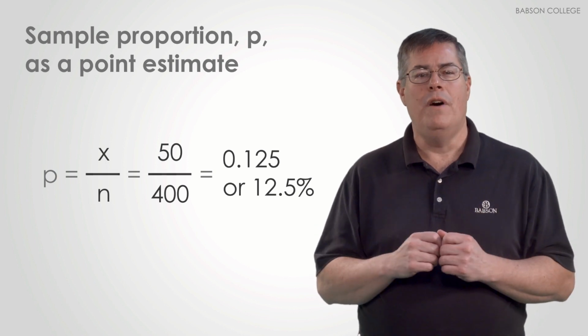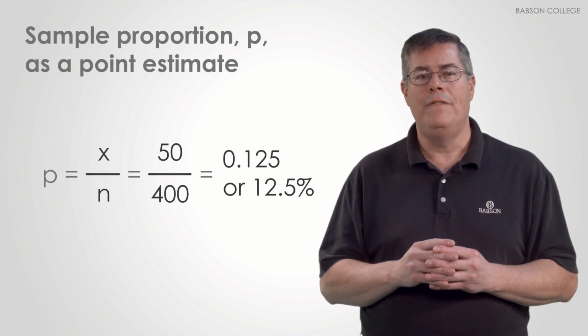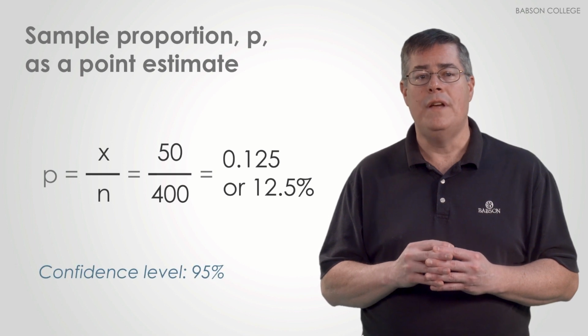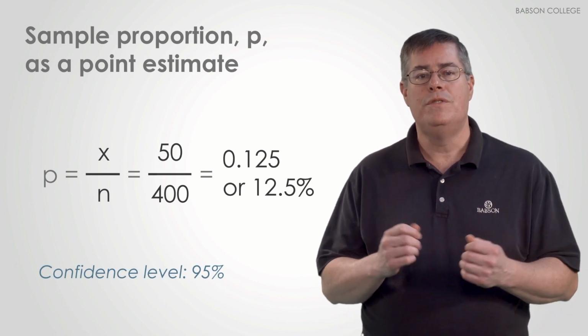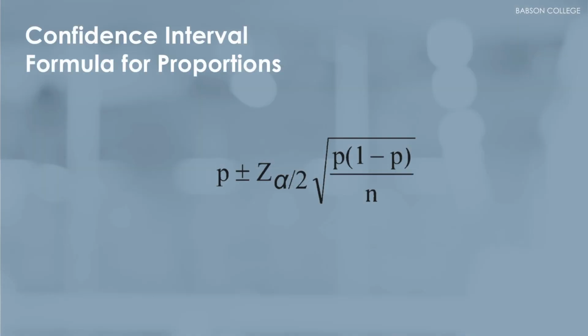This is almost all of the information that I need to create the interval, except for a confidence level. For this example, I will use 95%. This is traditionally the most popular level of confidence used in business. Here's the formula that we will use to create this interval.